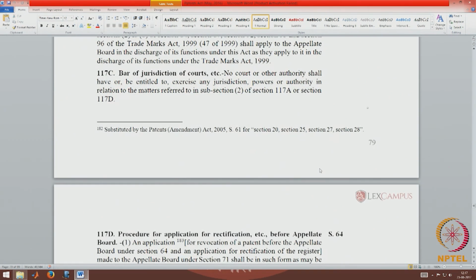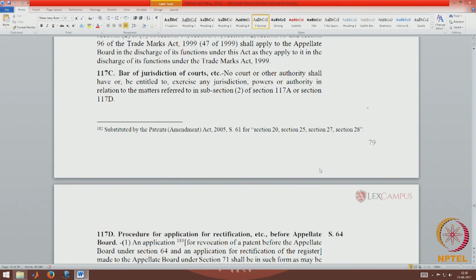117C is the bar provision. I said that when specialized organizations are created like a tribunal, then the tribunal or that authority will bar the jurisdiction. It will prohibit parties from approaching other courts, the general courts. This is because of the specialized nature of the function that is discharged by the body, and two, earlier these powers could have been vested in the court, and one of the reasons for creating the specialized organization would be to transfer the powers from the general courts to this tribunal.